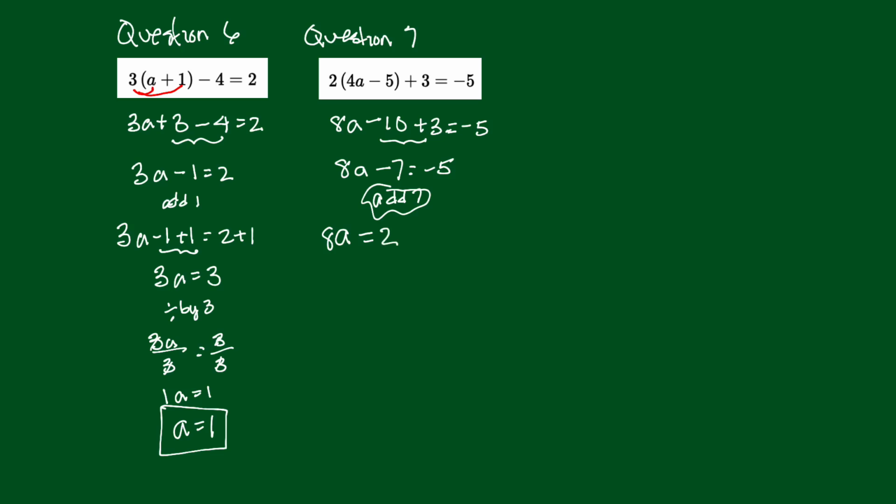Now, I've got that a almost by itself, isolated. I'm going to divide. Here's what I'm thinking. I'm going to divide by that 8. So I'm not actually going to write it out. I'm just going to do it. 8 divided by 8 is 1. So I'll get a is equal to 2 divided by 8. Or how about if we reduce it? A is equal to 1/4.